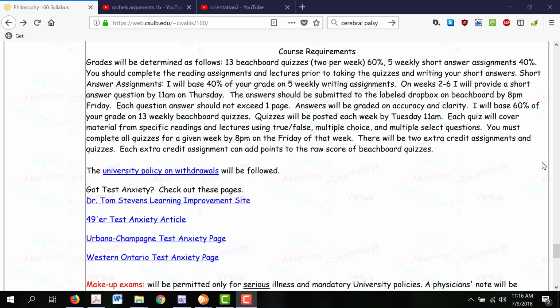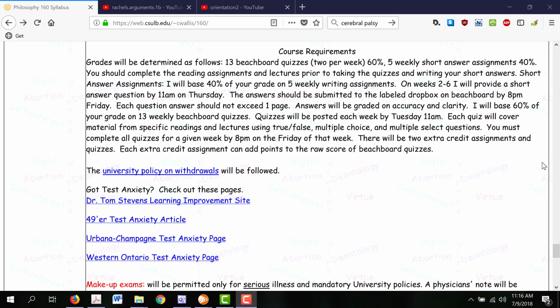a total of 60% of your course grade. The other 40% of your course grade is going to be based on 5 short answer questions that you'll write approximately 1-page responses to, starting on week 2 and going every week until the end of the term, and those will count for 40% of your overall course grade.